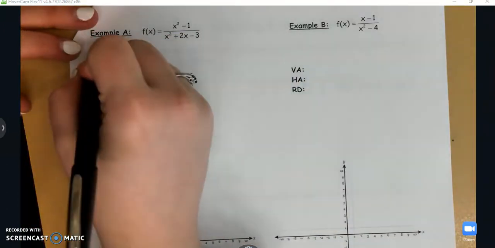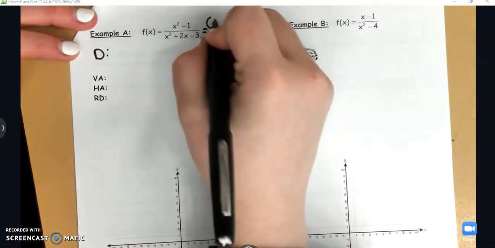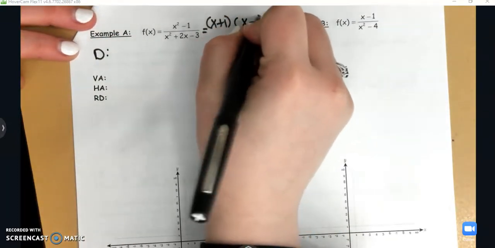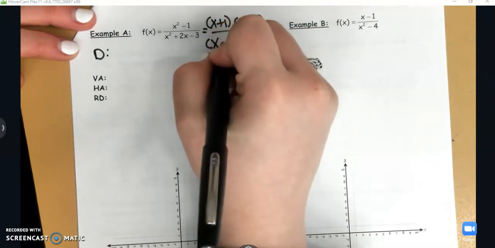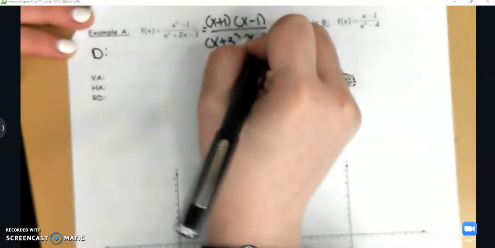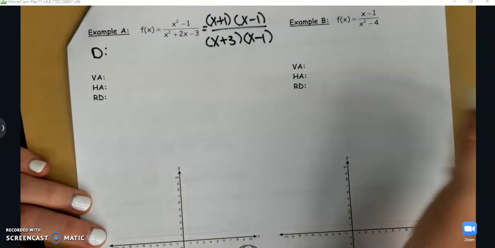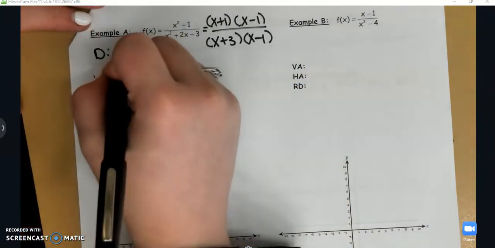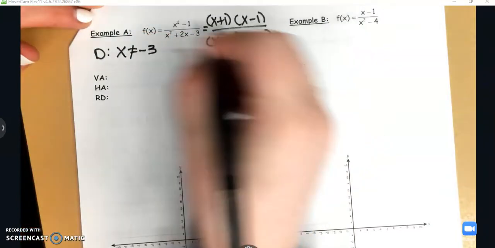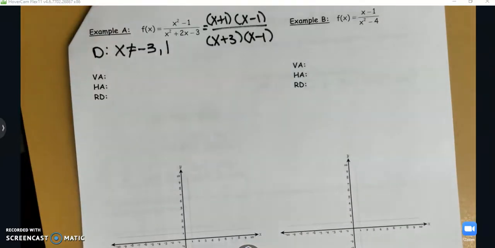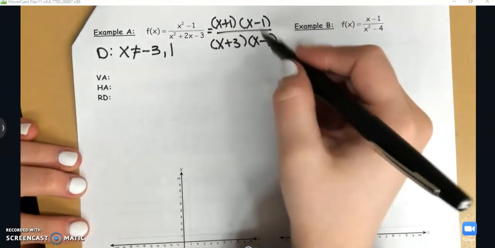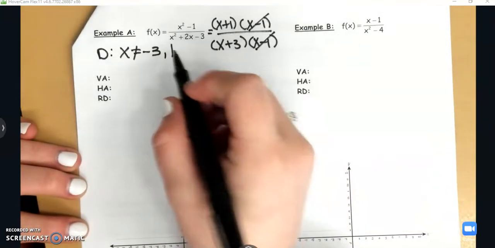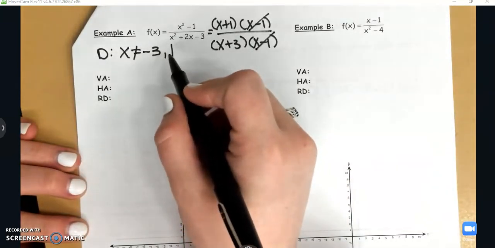The first thing we need to do is identify our domain. So I'm going to factor my function. In my top, I have a difference of squares, and in the bottom, that's x plus 3 times x minus 1. So my domain, what values would cause this to be 0? Well, if x was -3, or if x was +1, that would give me a 0 in my denominator, so those are my domain exclusions. They cannot be part of my domain. But I do have a common factor, this x minus 1 and x minus 1. That means that this 1 is going to be my removable discontinuity.